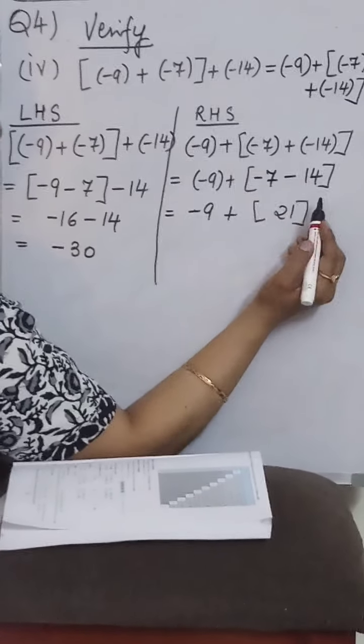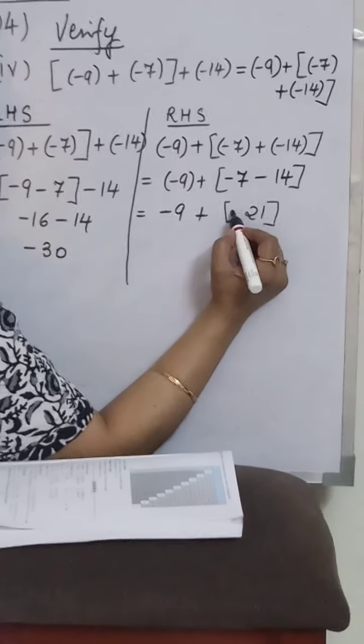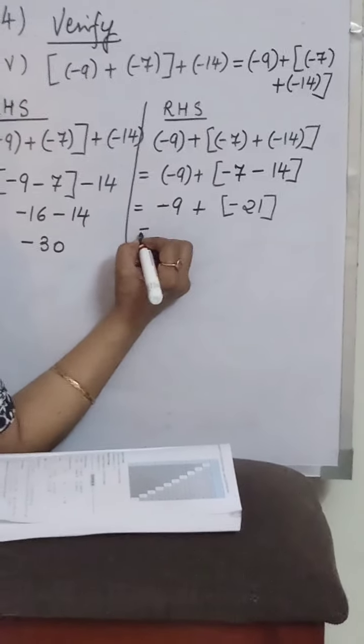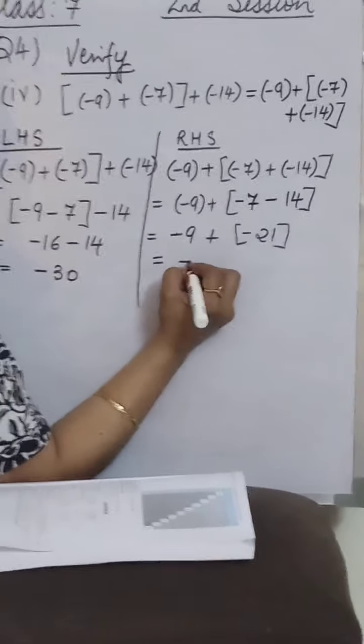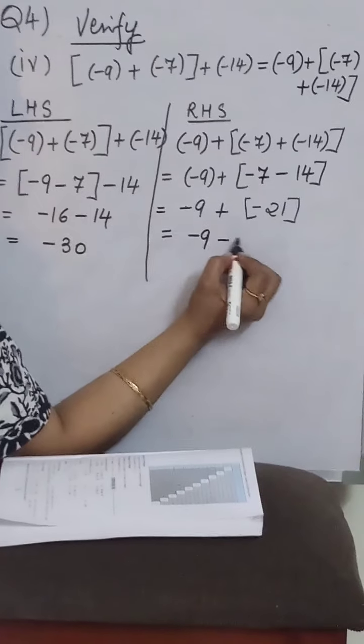And which sign need to keep? The sign of the greater number. The greater number is 14. So I will write minus 21. Now we remove the bracket. Plus and minus, which sign is going to come? Minus.